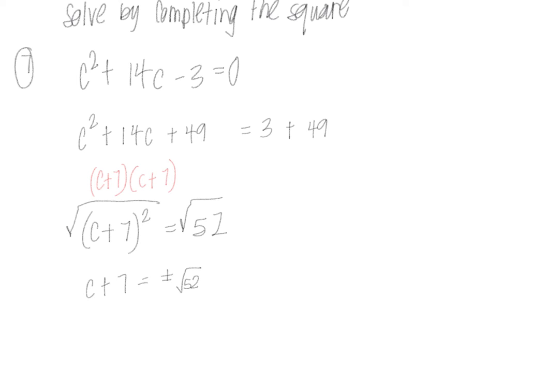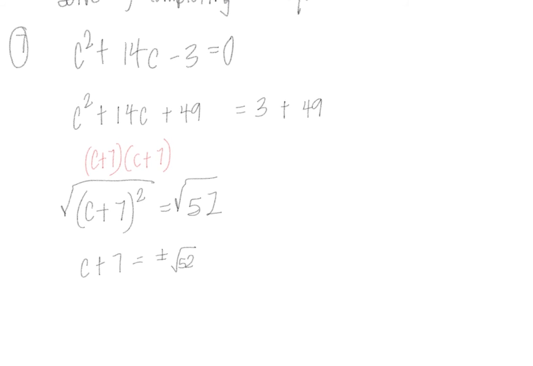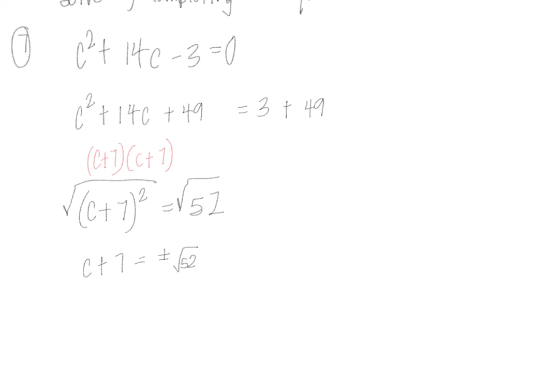I do want to go off to the side before I go any further. To solve for c now, all I got to do is subtract 7 from both sides. But I do want to go off to the side and see if the square root of 52 reduces. All the prime factors of 52. 52, 2 goes into it 26 times, but 26 is not prime. 2 goes into 26 13 times. 13 is prime, so I can stop.